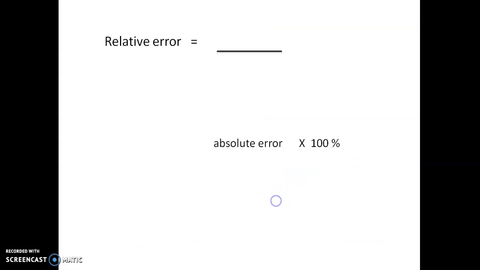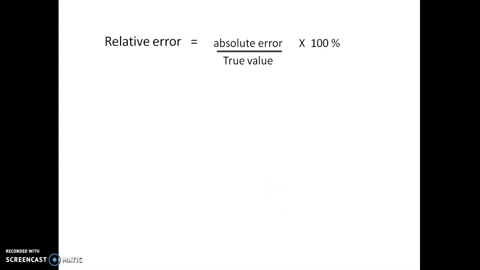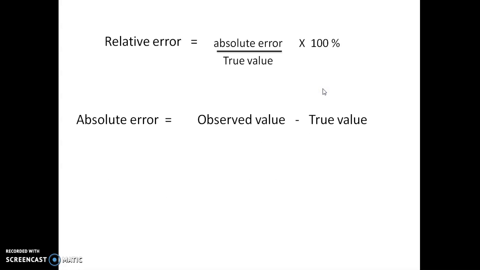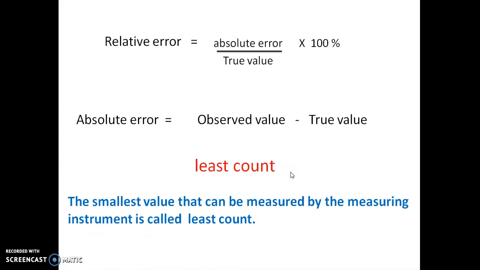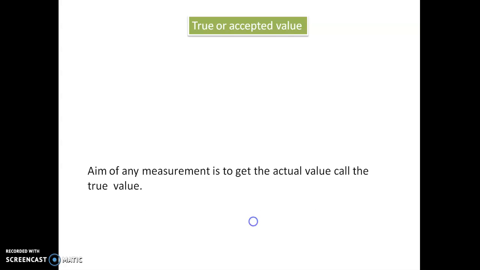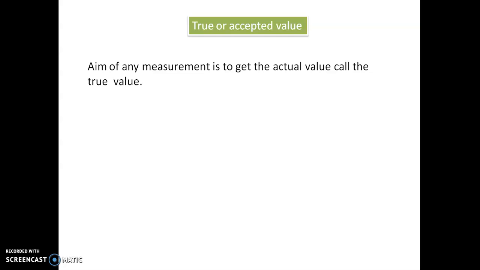Now we see the relative error. How do we calculate it? By taking the ratio of the absolute error to the true value and multiplying it by 100%. Now we see the absolute error. Absolute error can be calculated as observed value minus true value. Least count: what is least count? The smallest value that can be measured by the measuring instrument is called the least count. Now we see true or accepted values. The aim of any measurement is to get the actual value, called the true value.